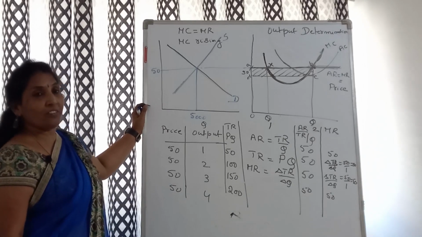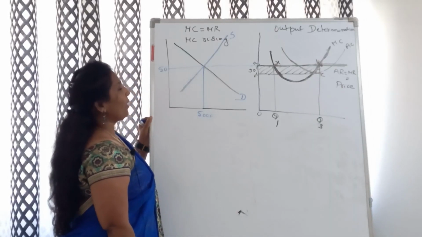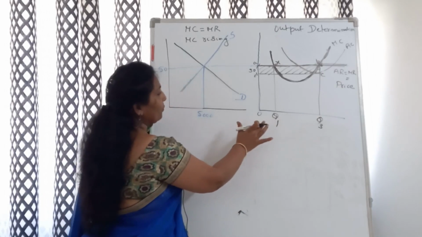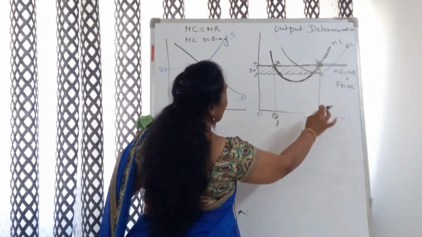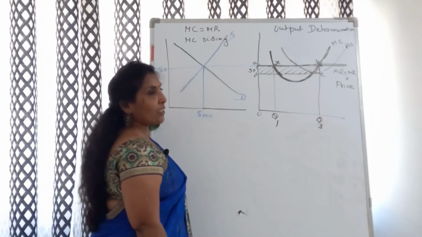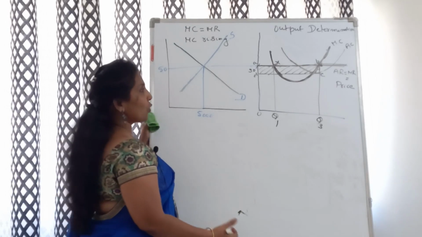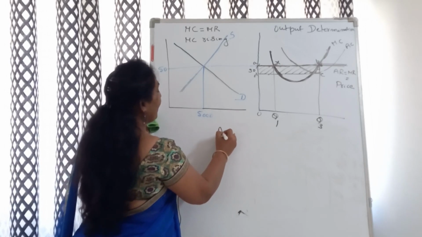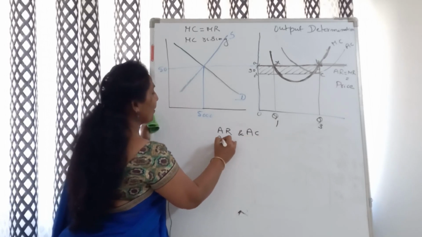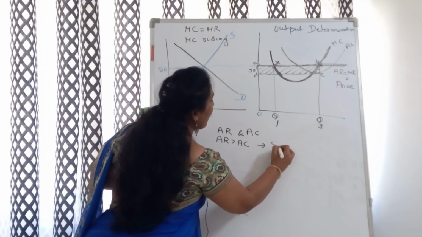How do we know whether a firm is getting supernormal profits or incurring losses? At this equilibrium level of output, the profit maximizing output is OQ3. At Q3, what are the profits of the firm? A firm can get supernormal profits or may incur losses in the short run. For us to look at supernormal profits, we need to compare AR and AC, average revenue and average cost. If average revenue is greater than average cost, a firm will be enjoying supernormal profits.